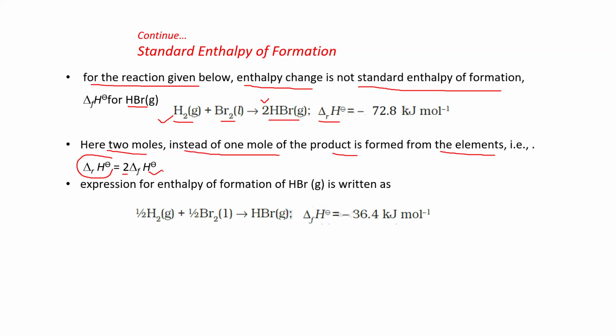That's why we can say the standard enthalpy of this reaction is twice the standard enthalpy of formation of HBr. And if you want to write the expression for the enthalpy of formation of HBr, it will be written like this: half H2 gas plus half Br2 liquid converting into HBr gas. Now this is 1 mole, and that's why this standard enthalpy of formation is half of this one. If you make it half, we will get this one.